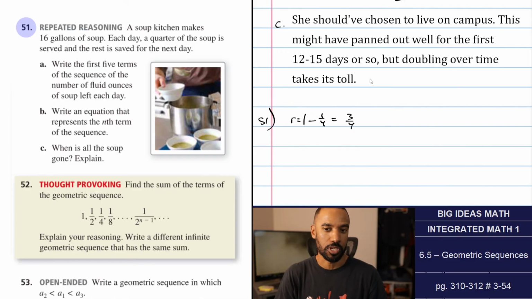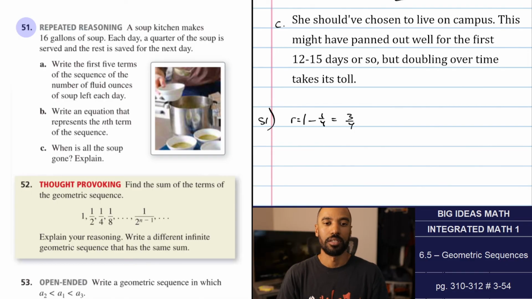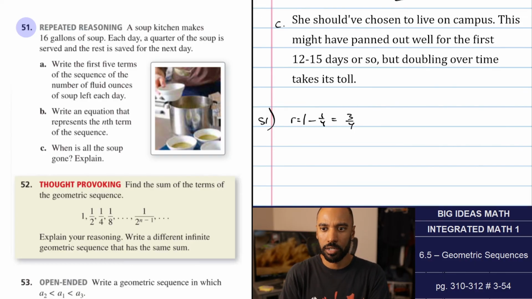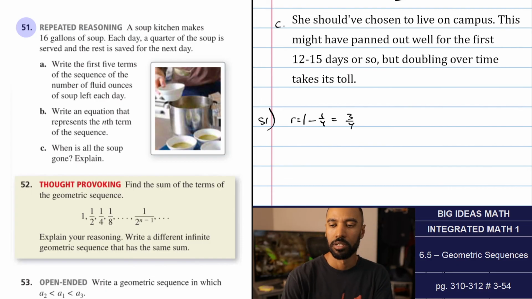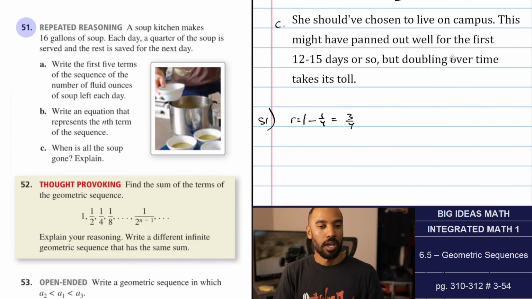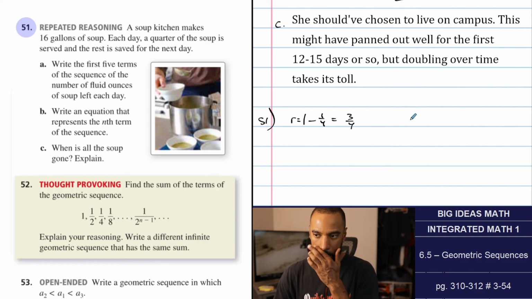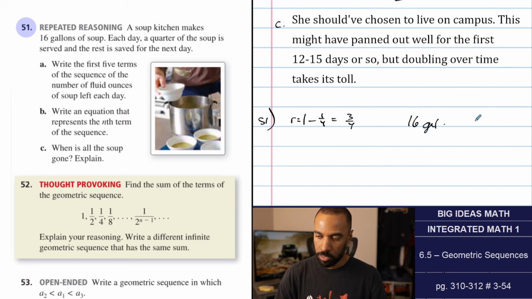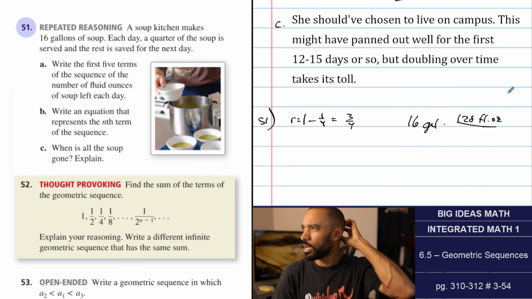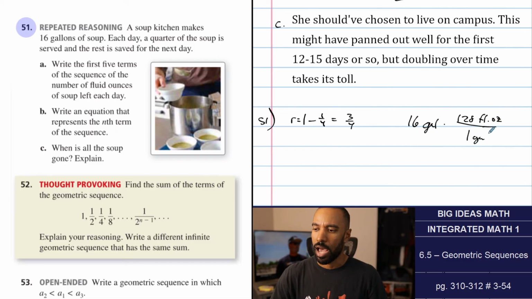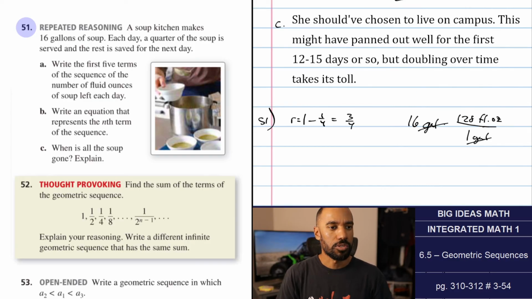No. I have to look this up. I don't know how many fluid ounces are in a gallon. How many fluid ounces in a gallon? 128. I had no idea. So 16 gallons times 128 fluid ounces per gallon. I might have known something like that, 16.9 fluid ounces in one of those bottles. Anyway, I didn't know it was 128. So 16 times 128 is 2,048.